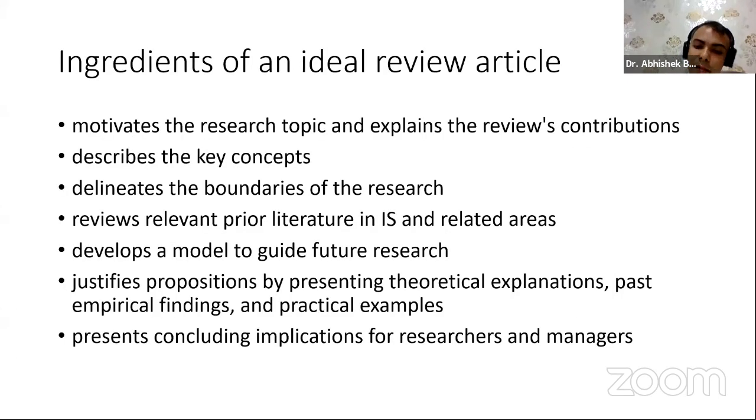This comes to the next and a very interesting slide, which is called the ingredients of writing an ideal review article. Obviously, nobody can write an ideal review article, but this is the closest you can reach. I mentioned the motivation, the key concepts, and the boundaries. Please, the fourth point is very, very important: reviews related to prior literature in IS and related areas. IS is just an example in this case.